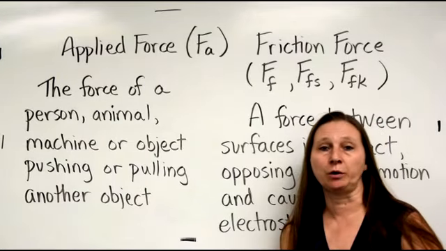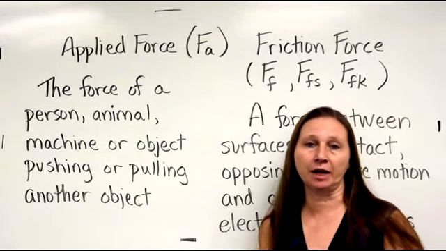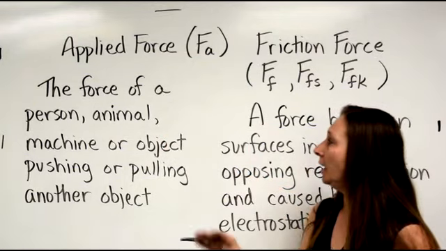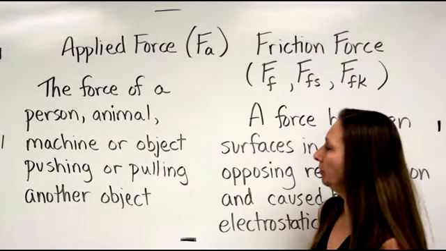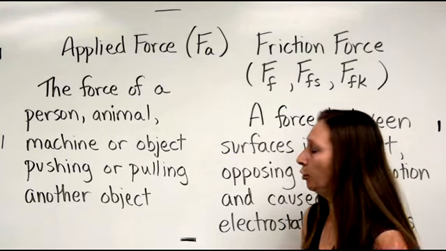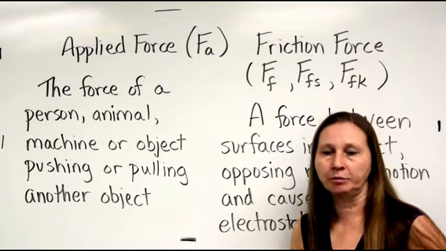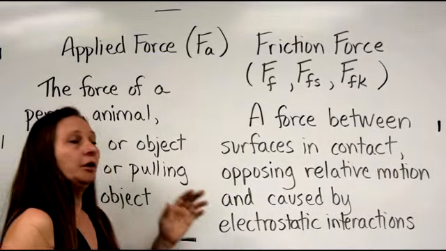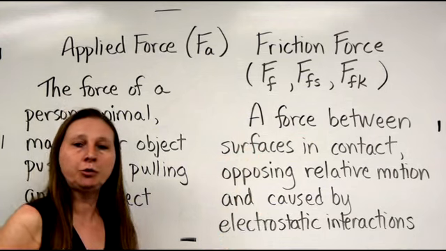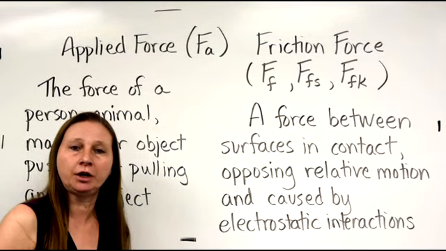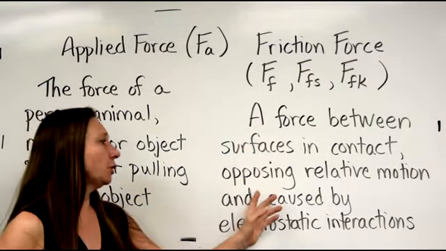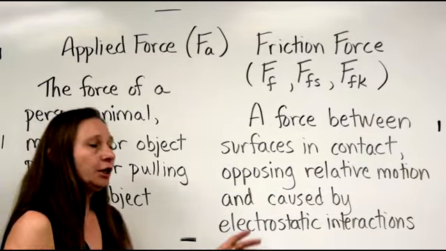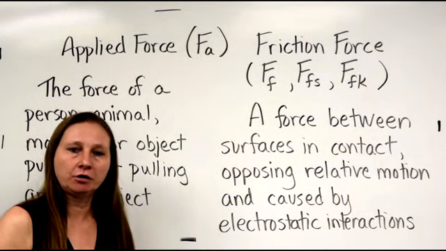The next two forces that we'll put together to give a nice simple example would be the applied force, and that would be any time a person, animal, machine, or some other object pushes or pulls on a second object. And the friction force is a force between surfaces that are contacting or touching each other. The friction force opposes relative motion between the surfaces, and it's caused by electrostatic interactions.